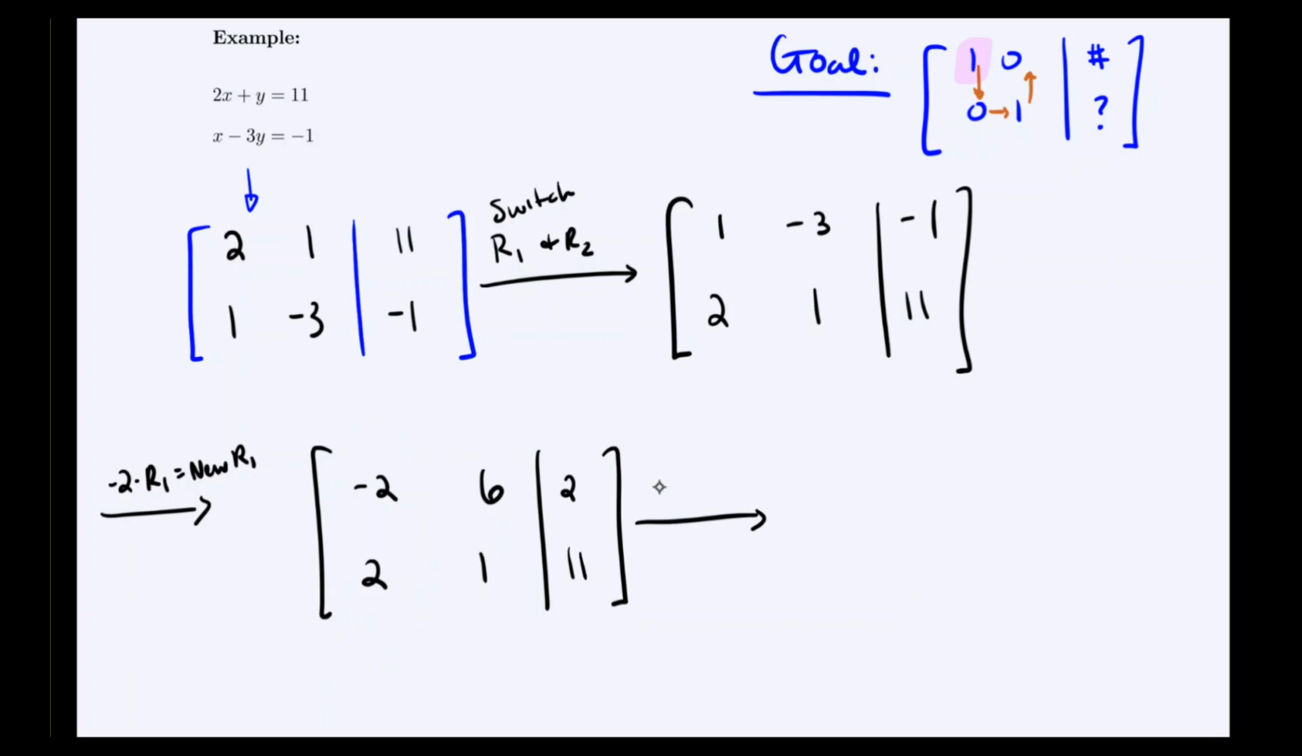So we write out that intention. We're going to say row 2 plus row 1. That's going to be the new row 2. Let's write that out term by term. Negative 2 plus 2 is 0. 6 plus 1 is 7.